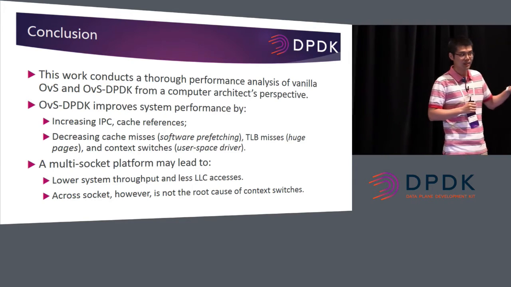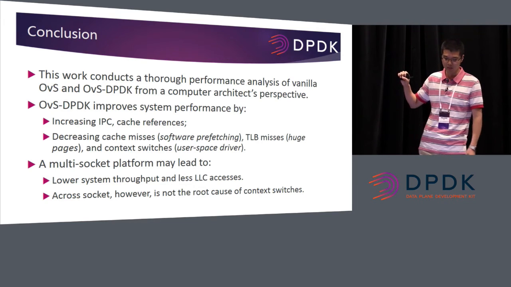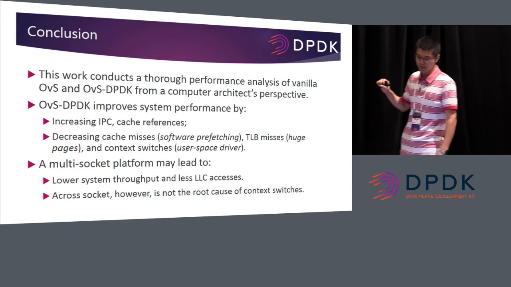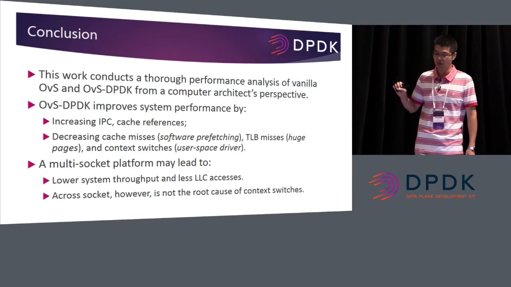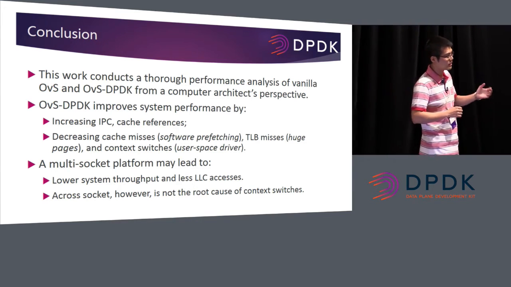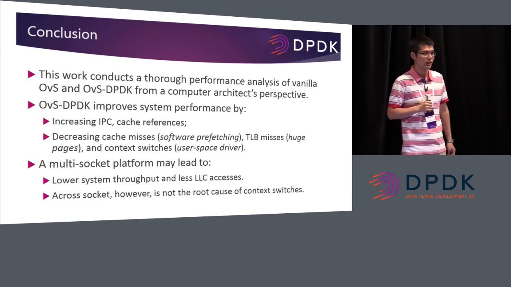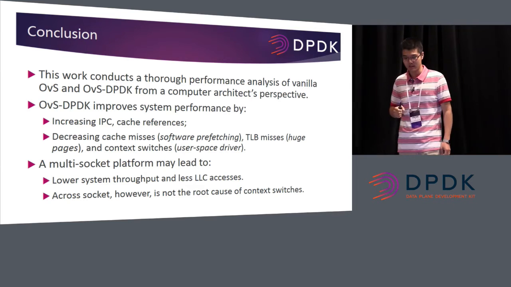And we also studied the multi-socket platform. This multi-socket platform may lead to lower system throughput and less LLC access. However, cross-socket, in this case, is not the root cause of the context switches. We can make this conclusion as such.